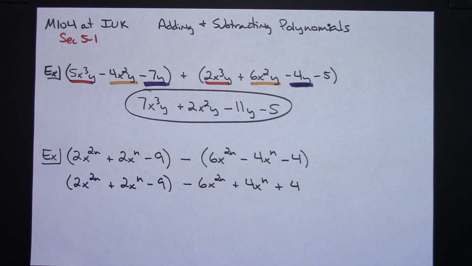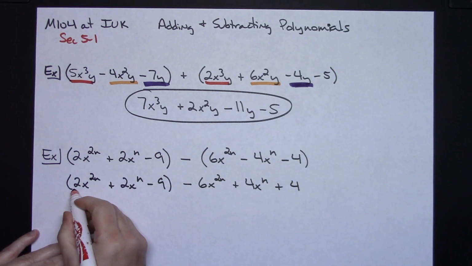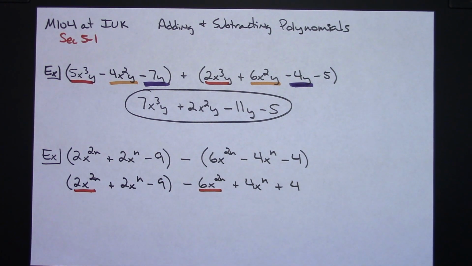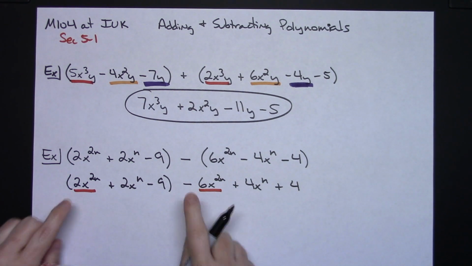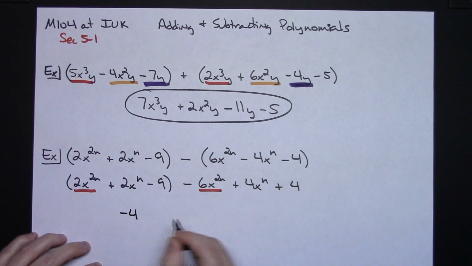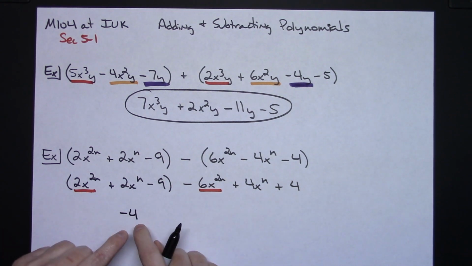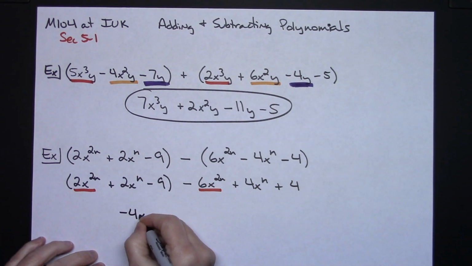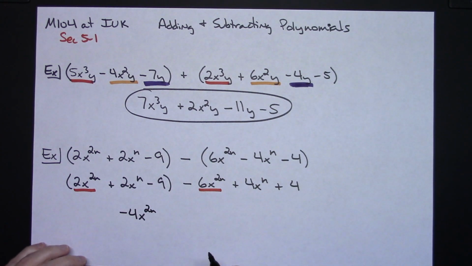Now I can go through there and add some like terms. I'm going to have an x raised to the 2n and an x raised to the 2n. Those two are going to be matched up for like terms. And a 2 plus a negative 6 is going to give me a negative 4. And again, adding like terms gives me a like answer, so I keep x to the 2n power.